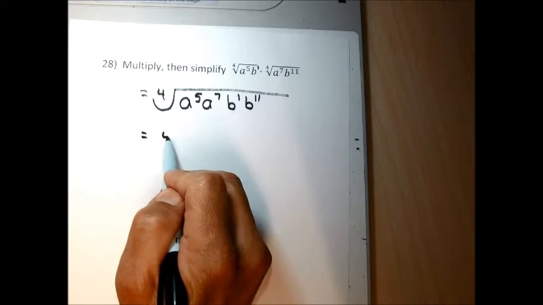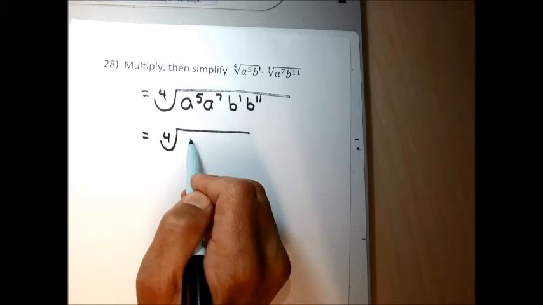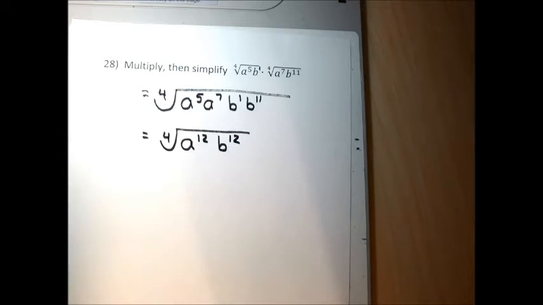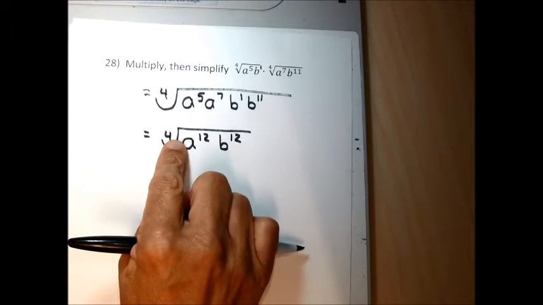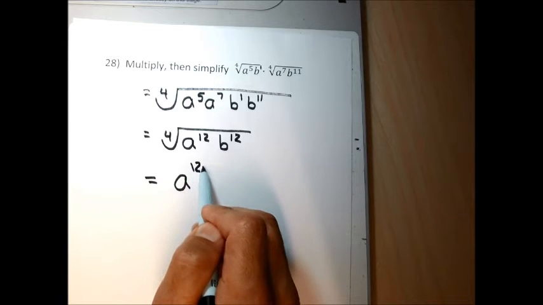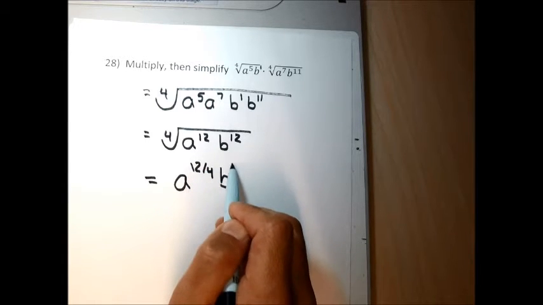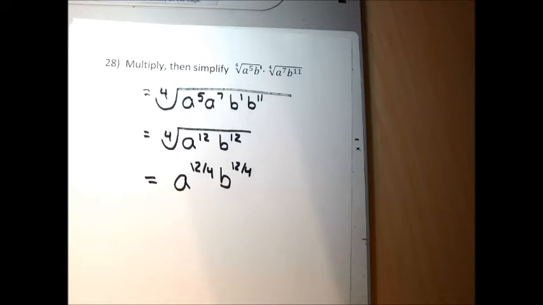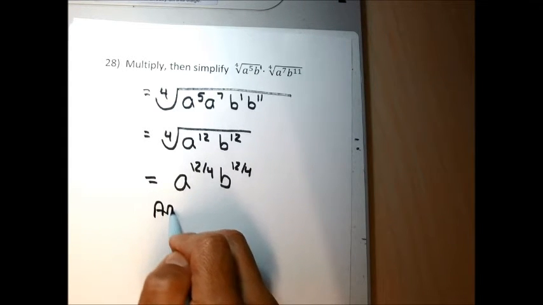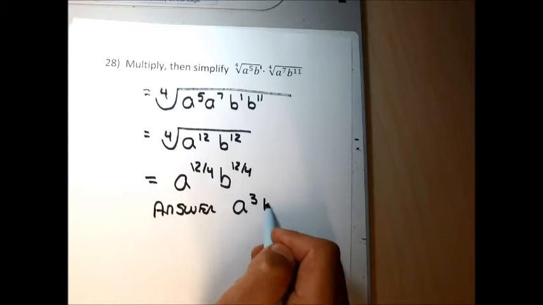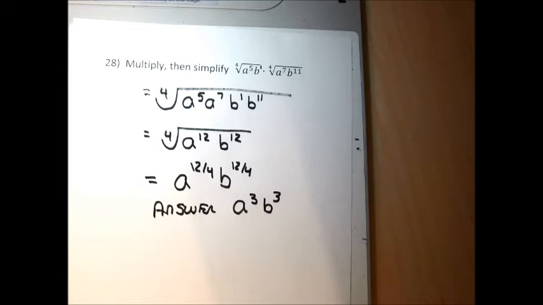I'm going to now make the two a's down to a single a and the two b's down to a single b by adding their exponents. And any time the exponents are divisible by the index, you can drop the radical symbol by just dividing the exponent of each letter by the index. So the exponents on both the a and the b are 12. I'm going to divide them both by the index of 3. And my answer to 28 is going to be a cubed, b cubed. That's as easy as we get.